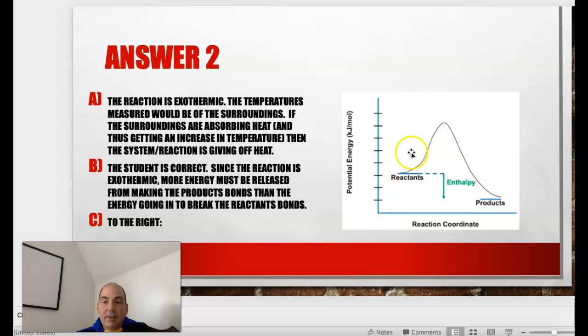Now again, what that hill is in between, we don't care about yet. That's something we'll get to in the next unit. All that matters is that we know that the reactants started higher than the products. Anything else is irrelevant.